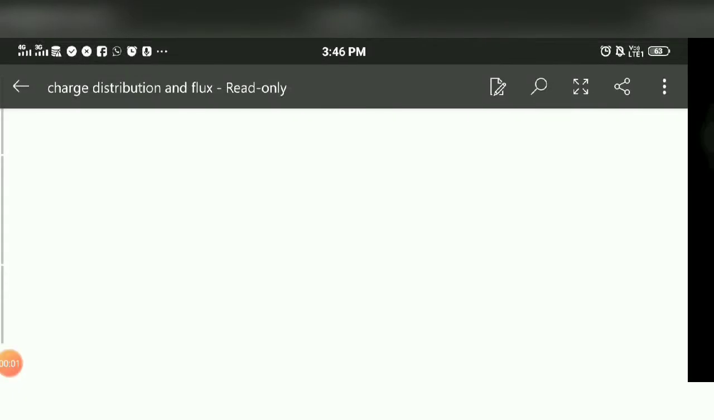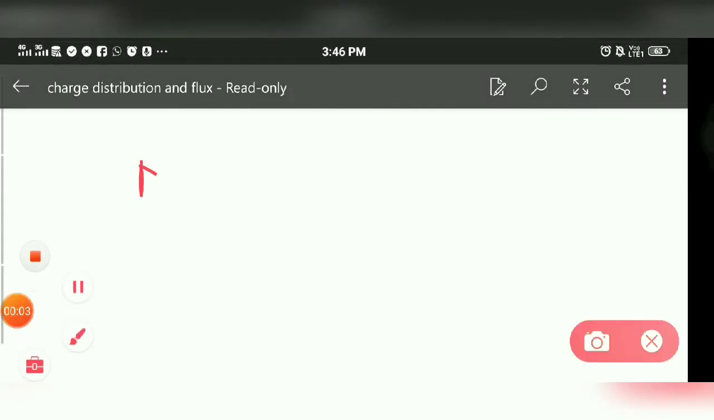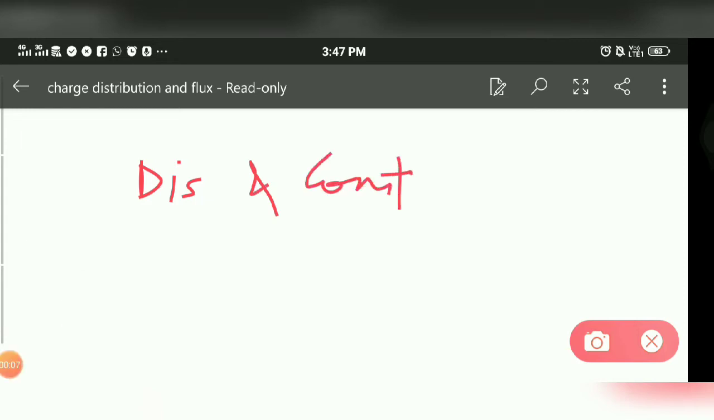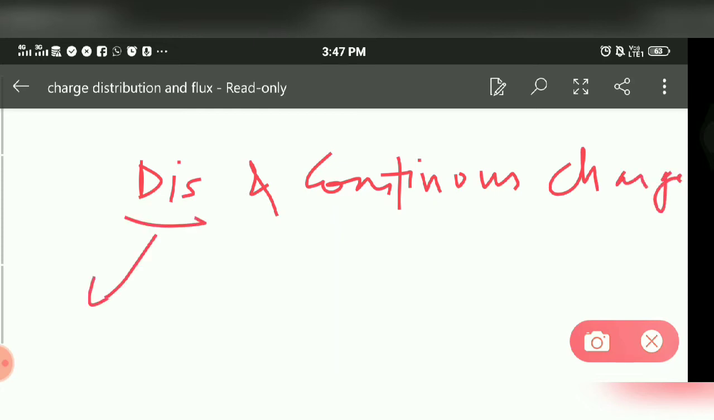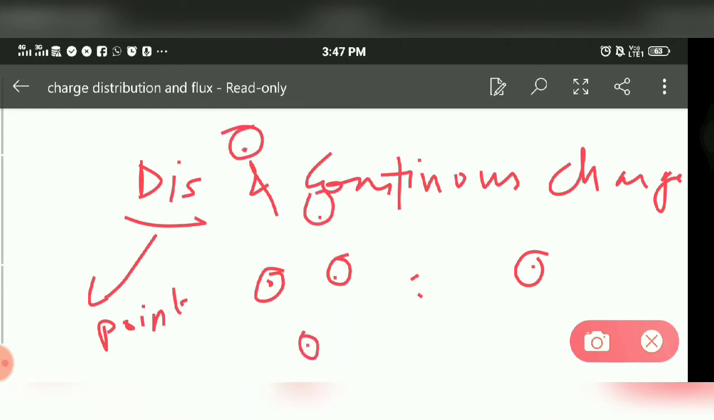Next topic is discrete and continuous charge distribution. First of all, point charge distribution means a point charge is placed anywhere. Discrete means a number of point charges are placed in a system. If in this space a number of charges are placed over here, this is a discrete system.